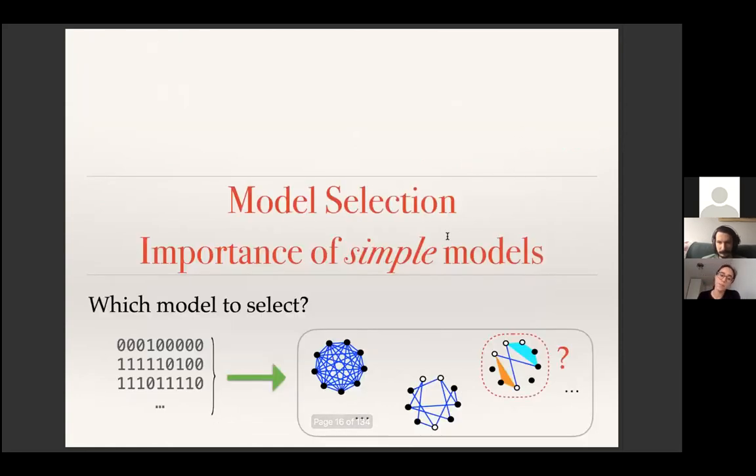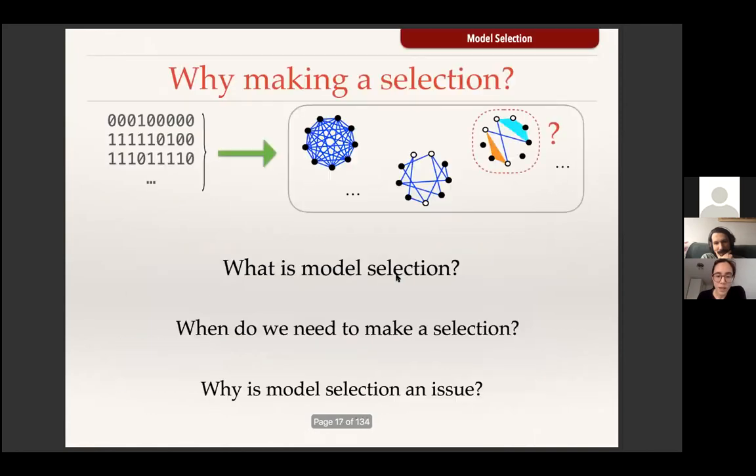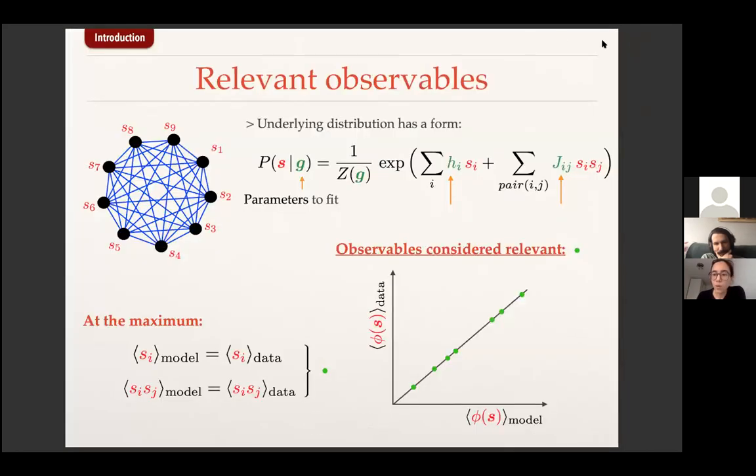And so this is the second part. I will explain what model selection is, why I think it is important to do model selection, in which context it is important, and what it means to perform model selection. Okay, we saw earlier that when we choose a form of the probability distribution, we already make a selection. We select what we consider to be relevant observables in the system.